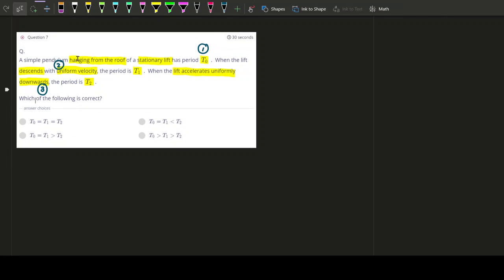When it's hanging from a roof that is stationary, this case number 1 is the case that we see in our chapter 9. When we talk about a simple pendulum, we don't assume the ceiling is moving. You can think of it as being identical to a stationary lift. The ceiling is not moving up, the ceiling is not moving down. So in this case, T0 will just be equal to the SHM formula that we learned last time. T0 equals 2 pi square root L over g. This is for the stationary case.